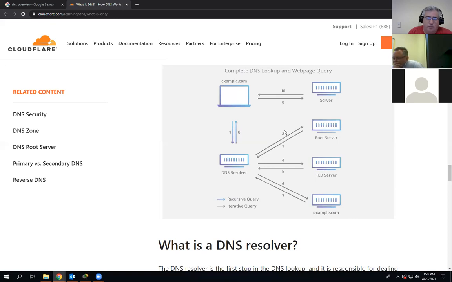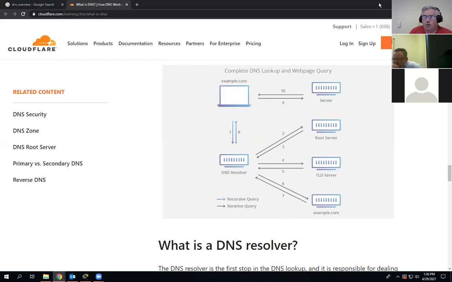So it's a multi-part recursive search, they call it, recursive query, and that's how the DNS system works. So anytime you have a dot, it's going to hit a different server to try to find which IP goes with that name. So it's the way DNS works.